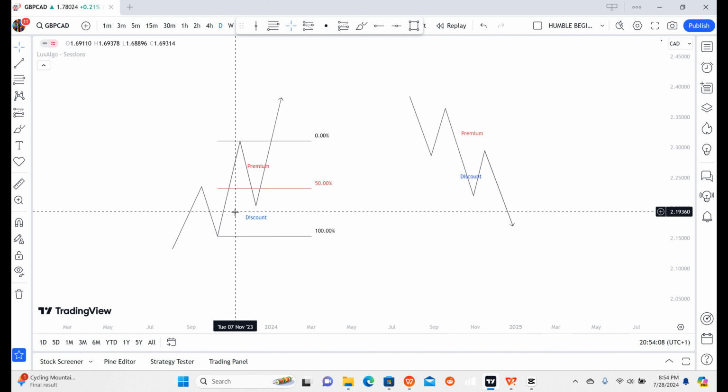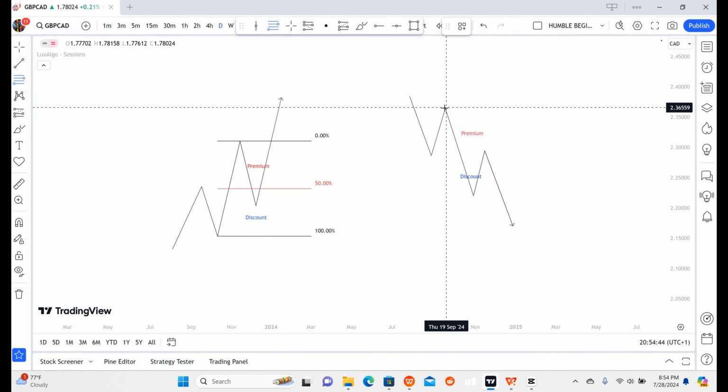Okay, when you are in a buy scenario, you want to be taking buys from the discount zone, and it makes perfect sense, right? If you were a buyer in a market, you'd want to buy your item or your product at a discounted rate. The opposite goes for selling, where you'd want to sell your product at a premium rate, at the highest possible price that you could possibly think of. So that is essentially how the premium and the discount zones work.